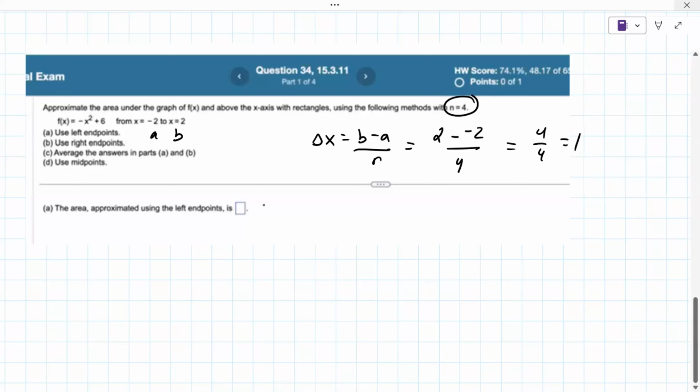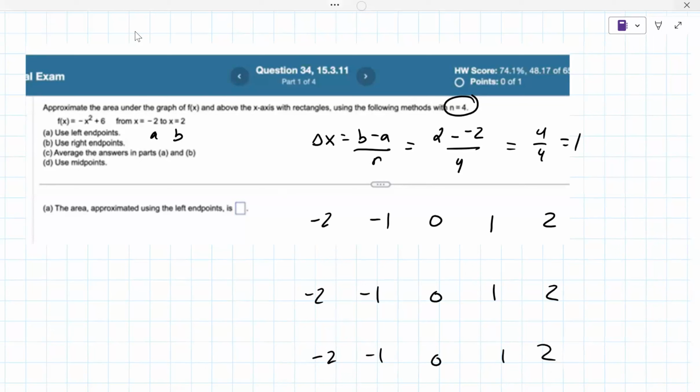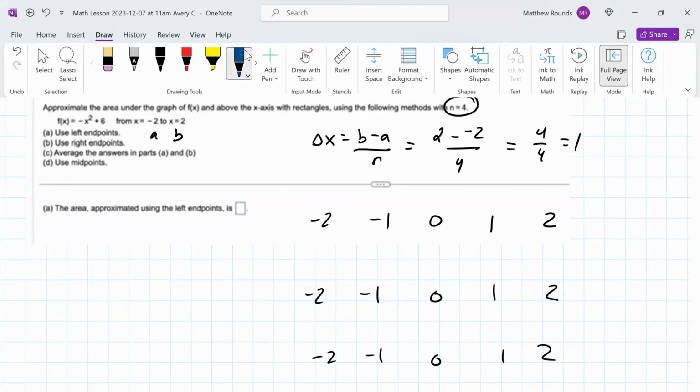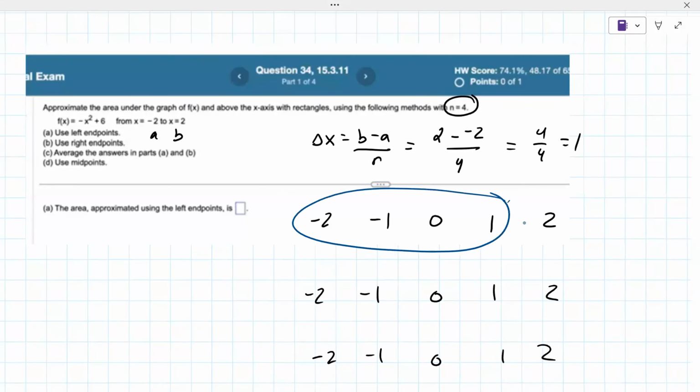So you start at the leftmost endpoint, -2, and you add this delta x, and you'll see that you have 5 values here. I'm just drawing them one more time because I'm going to need them for other parts of the problem. So for the left sum, you use these right here.